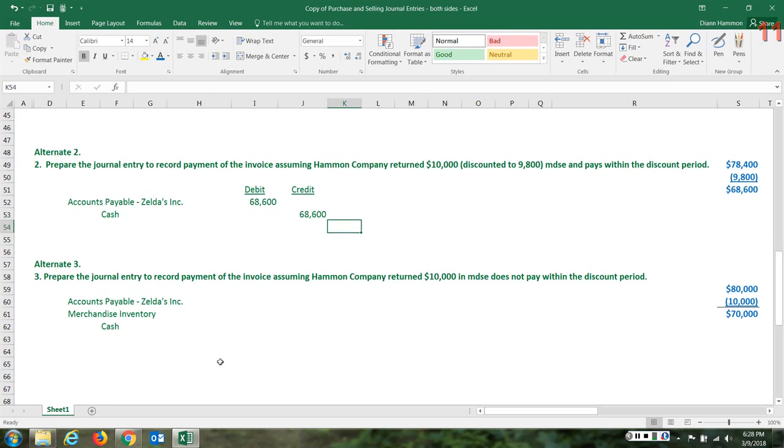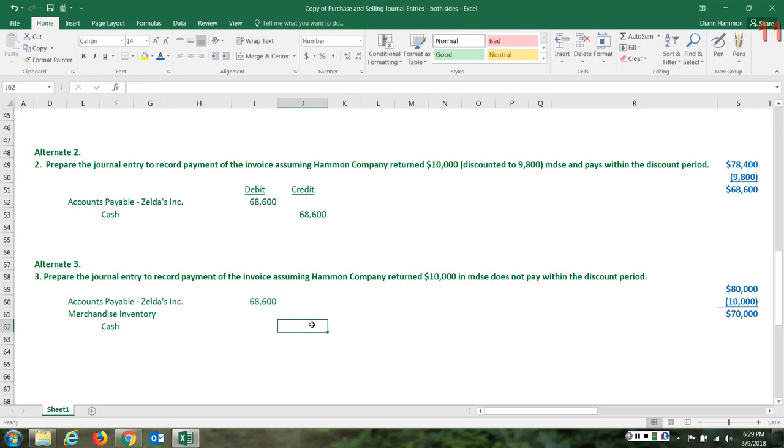Let's look at a different scenario. Prepare the journal entry to record payment of the invoice, assuming Hammond Company returned $10,000 in merchandise, but they did not pay within the discount period. So now what do we need to do? Well, we are still carrying Zelda's on our records at $68,600. So we're going to debit that accounts payable.